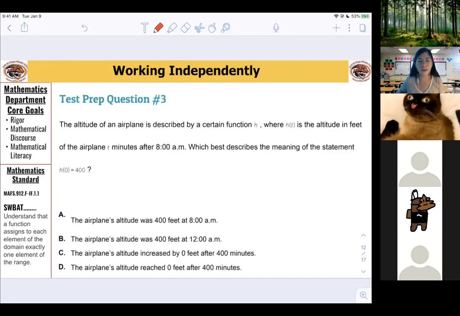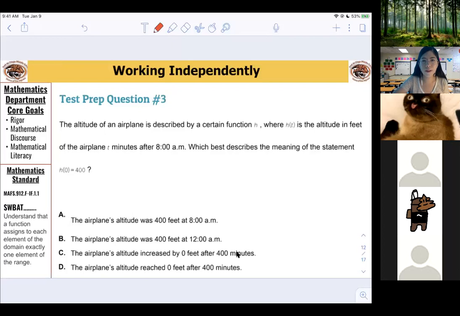Always read the answers and think about, like Juan said in the previous problem, which ones don't make sense in the real world. Five, 4, 3, 2, and 1. Okay.